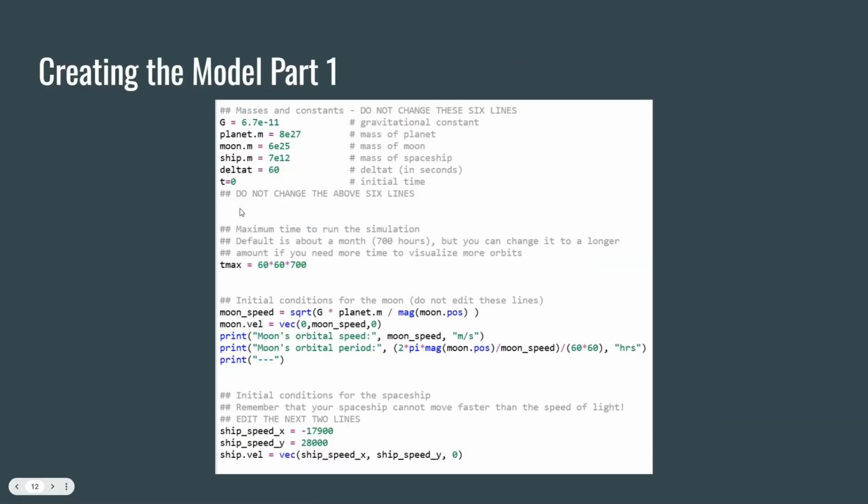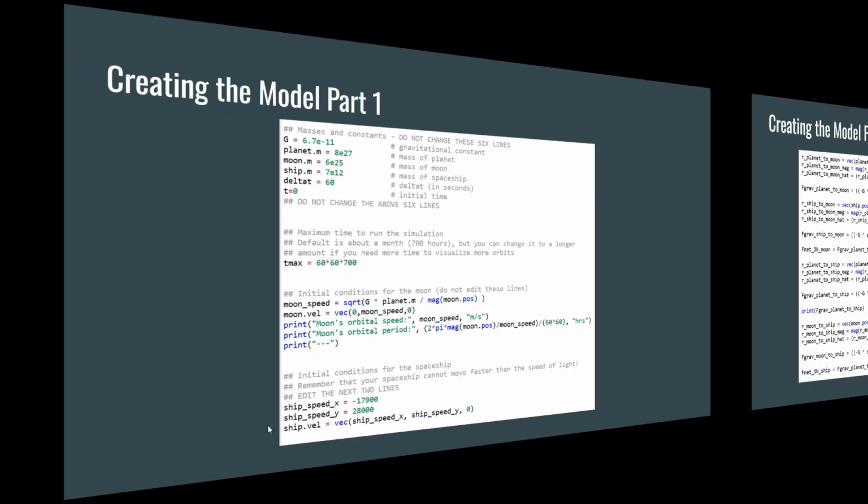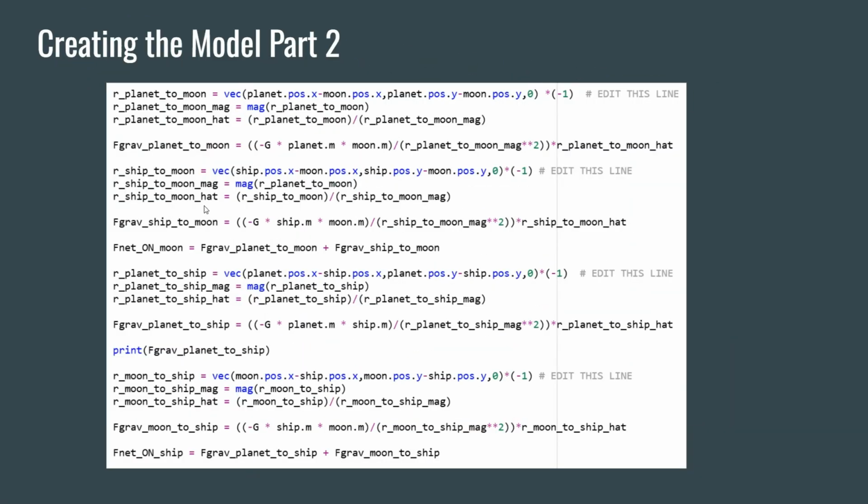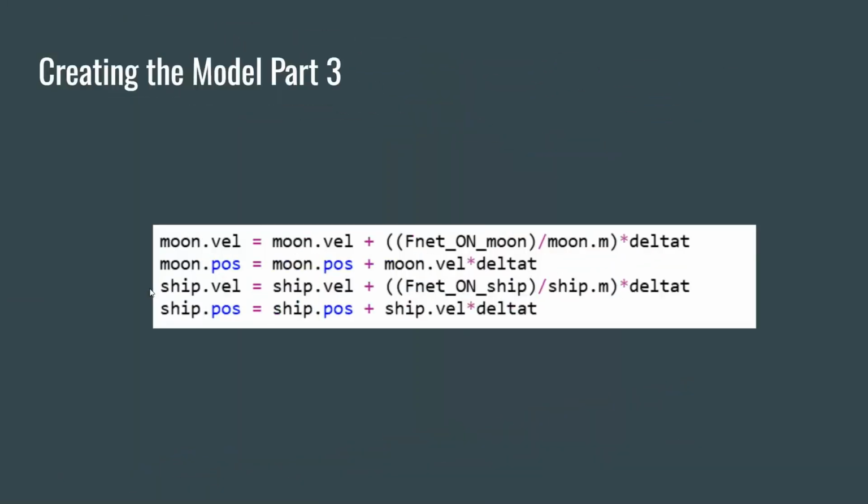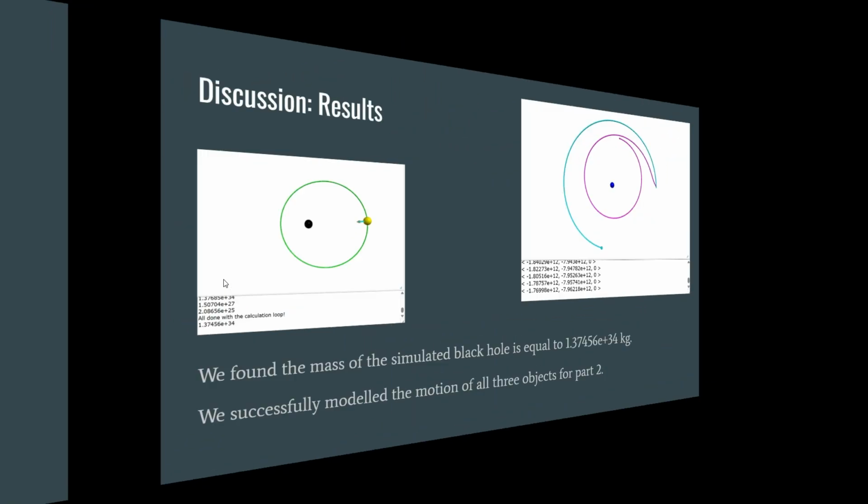So to create this model, we first set our initial conditions and the initial speed of the ship. We then calculate the distance to each object and then use the universal gravitation law to calculate the force of gravity from each object on each other object, and then found the net force acting on the moon and acting on the ship. And then at that point, we just use velocity and position updates to update their positions to model it.